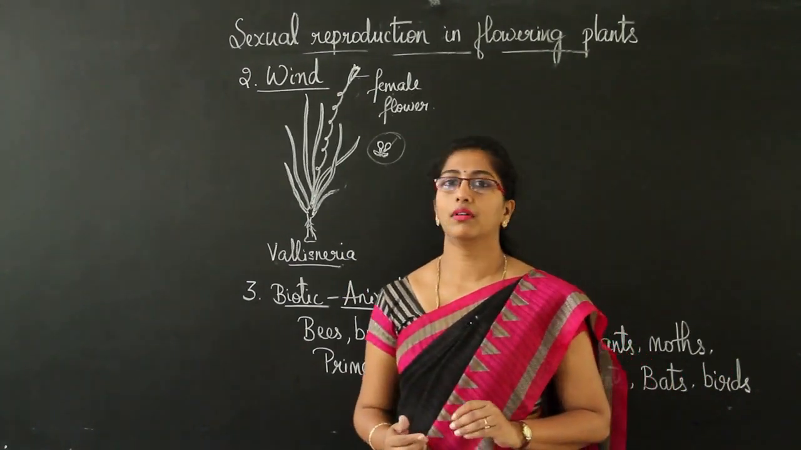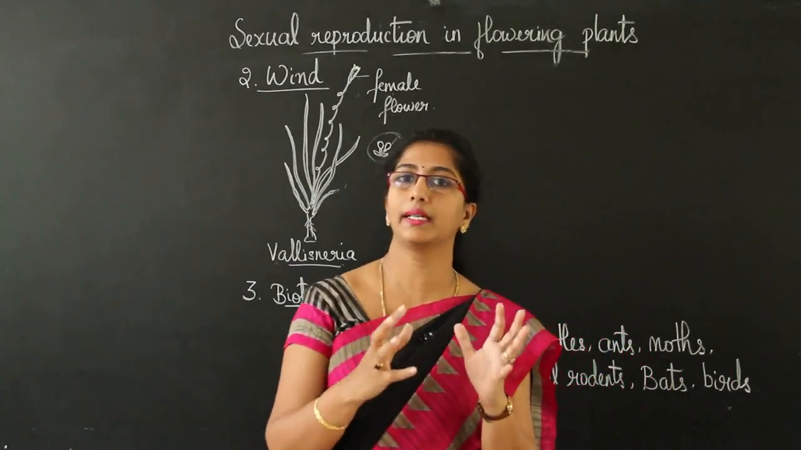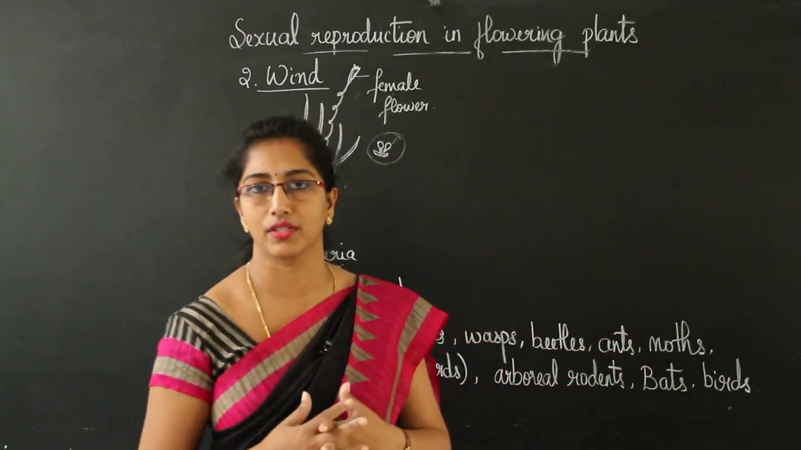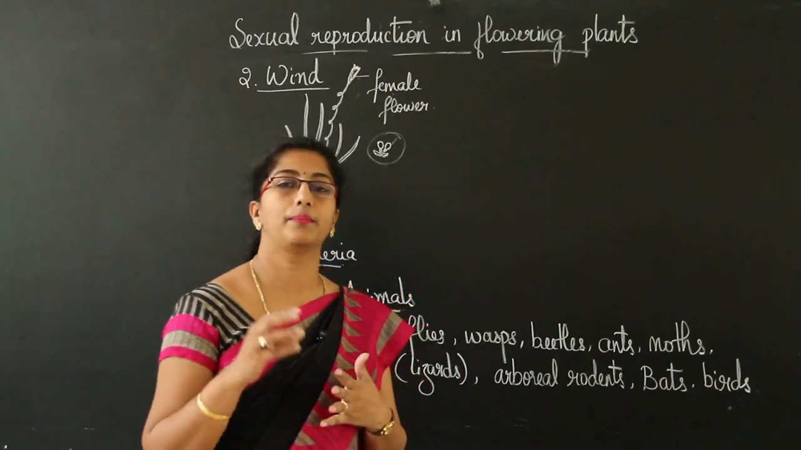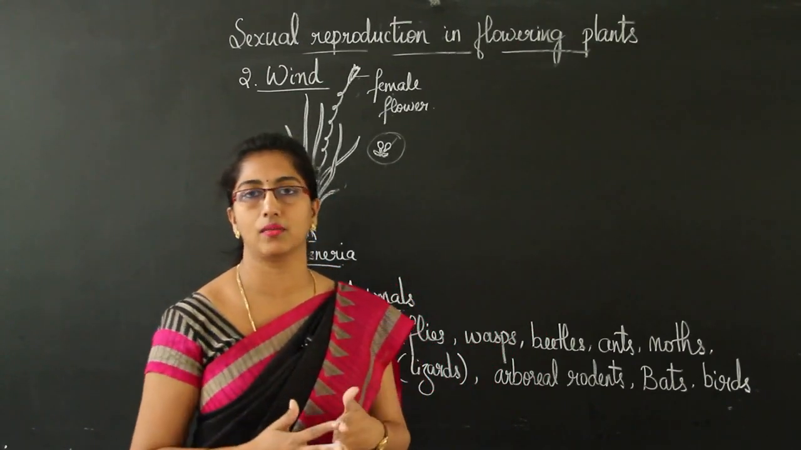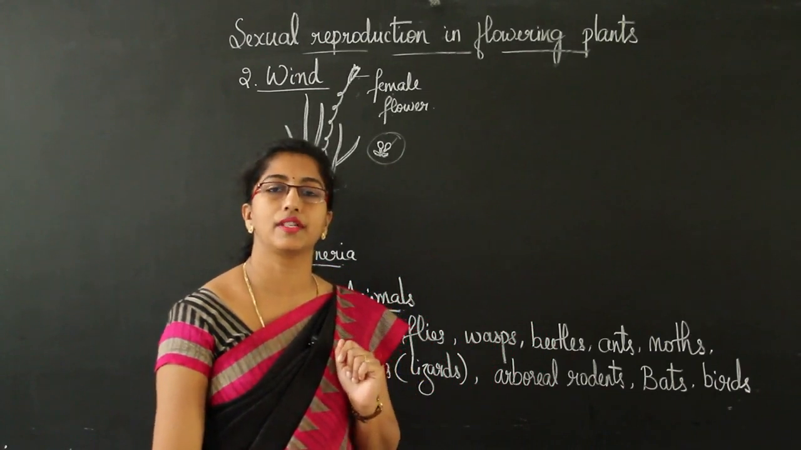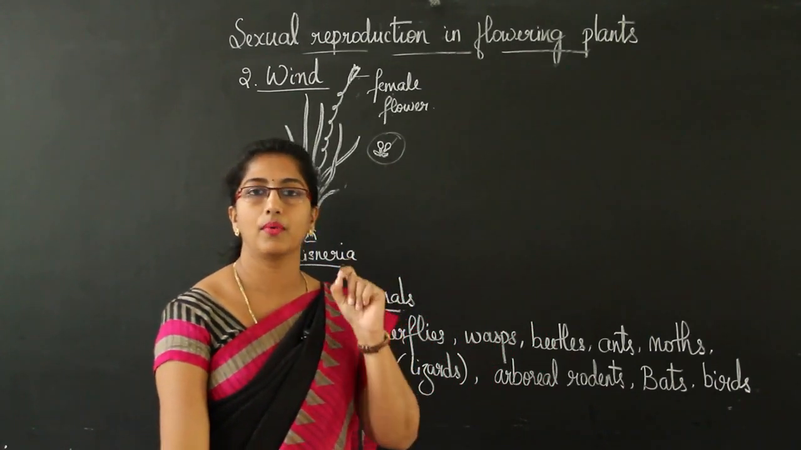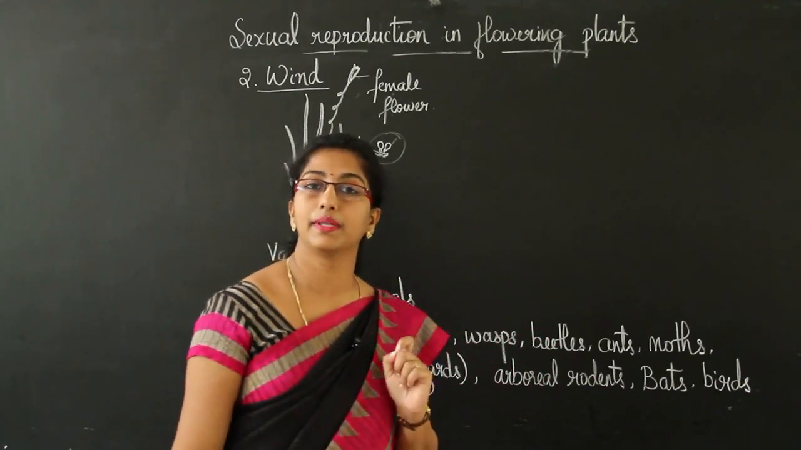So these plants are depending on water for pollination. Here the pollen grains, I told you, are released in water. One more characteristic feature we see here is that the pollen grains are ribbon shaped.